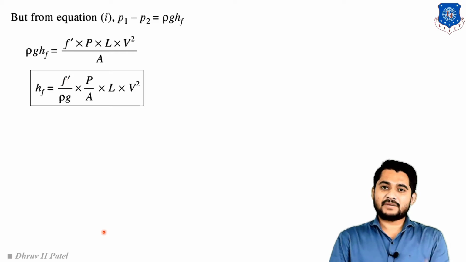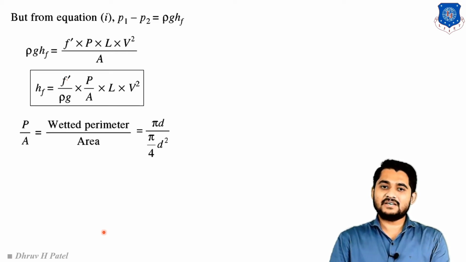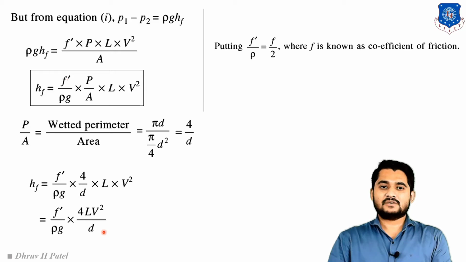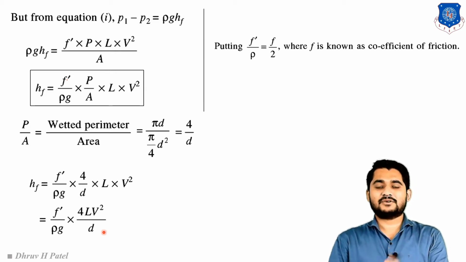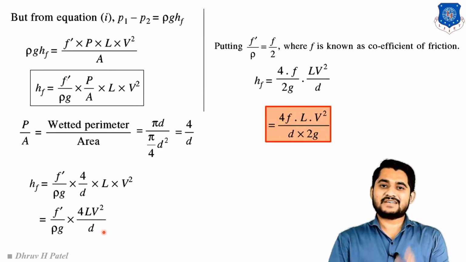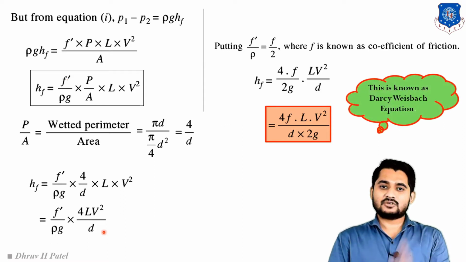Here P by A: P is the wetted perimeter, that is pi d, and area will be pi by 4 d square. So instead of P by A we can also write 4 by d. So from rearranging the terms we can write F dash by rho is equal to f by 2, that is our frictional coefficient. So at last our frictional losses hf will be 4 f L V square divided by 2 g d, that is also called Darcy Weisbach losses, right?